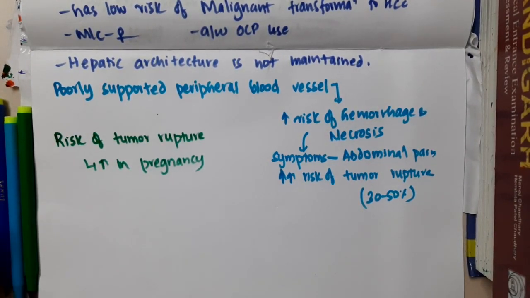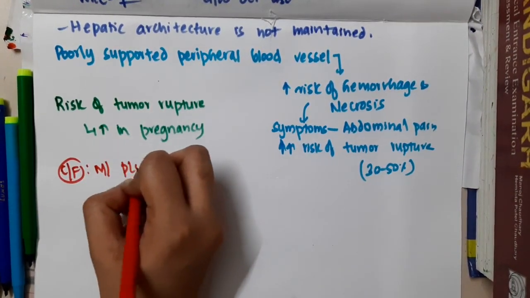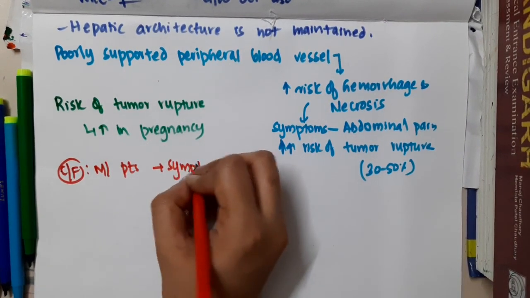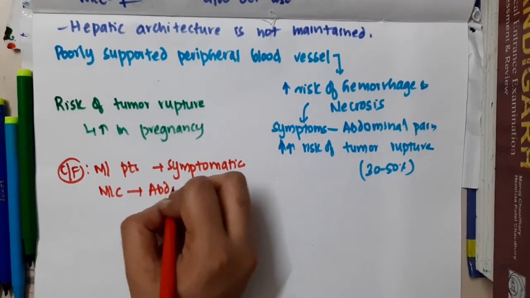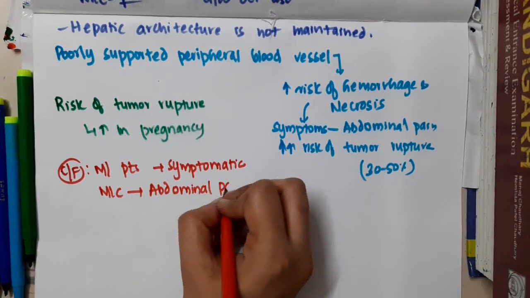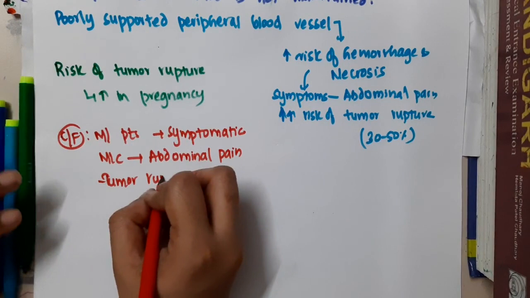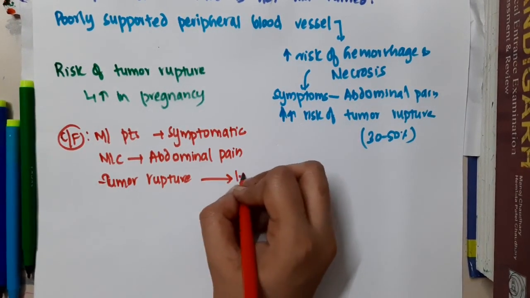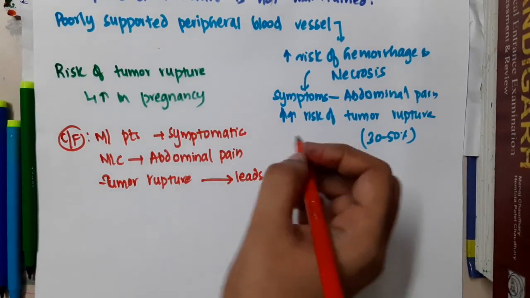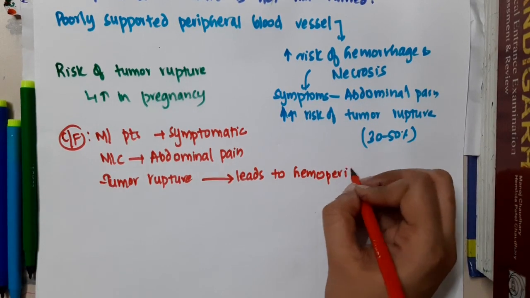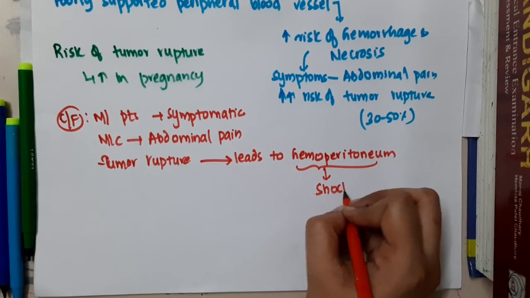Then what about the clinical features of hepatic adenoma? Most patients of hepatic adenoma are symptomatic patients. And what is the most common symptom of hepatic adenoma? Abdominal pain is the most common symptom. Then in hepatic adenoma, tumor rupture leads to hemoperitoneum. This hemoperitoneum will result in shock in the patients.